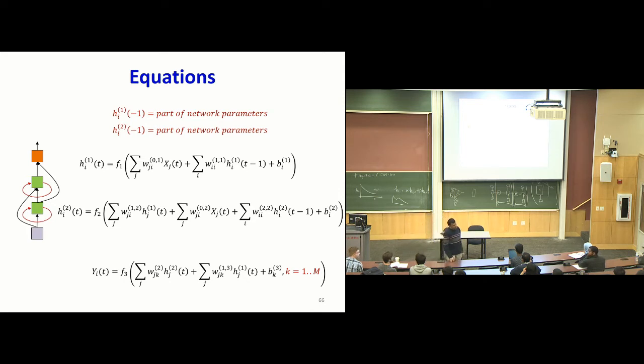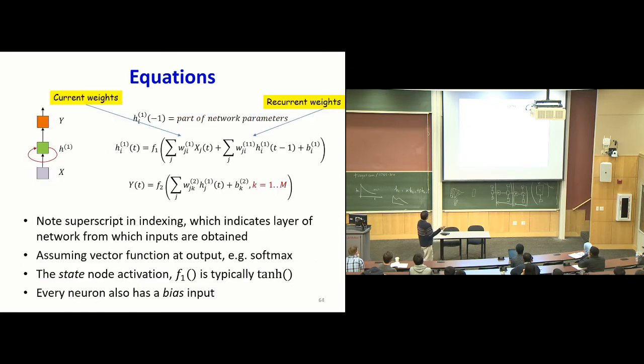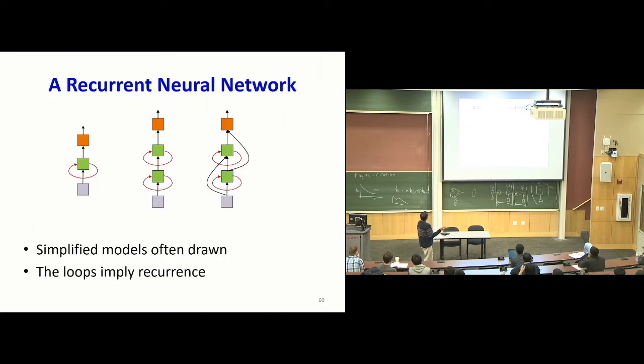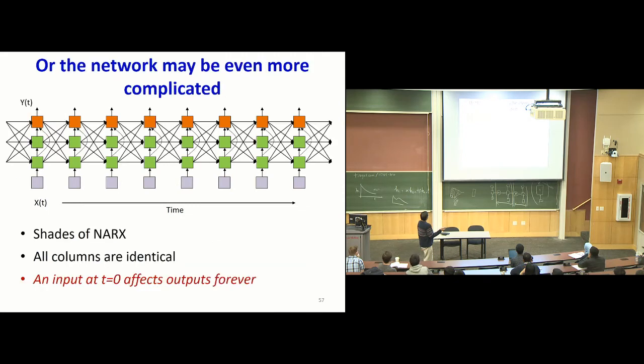Yes? Can we have a connection between the second layer of the current time step and the first layer? Sure, you can, right? So long as the connection is not loopy, it's fine. Right, so we did have an example of this way back when, didn't we? Like so.